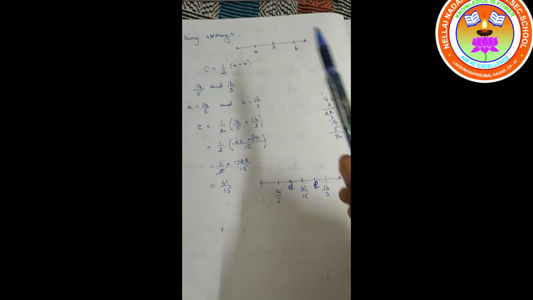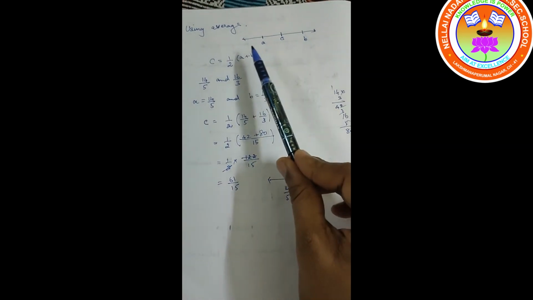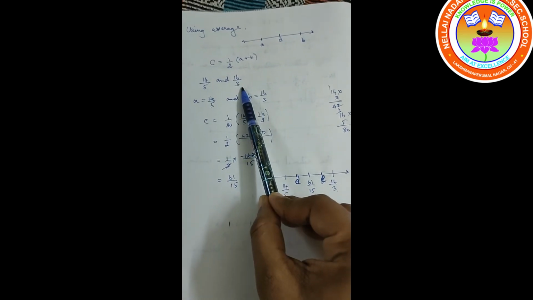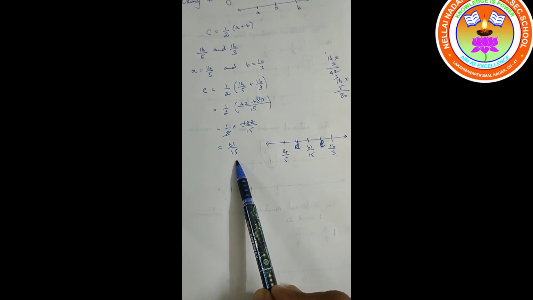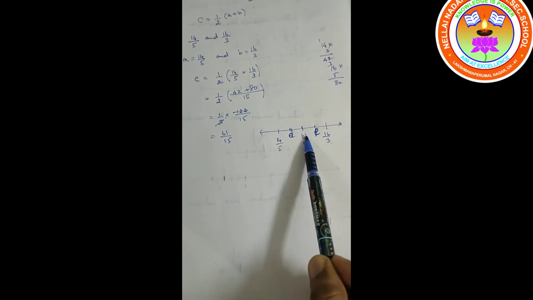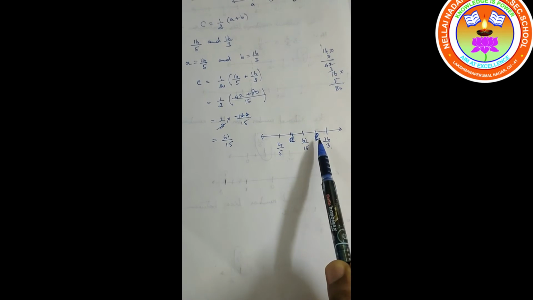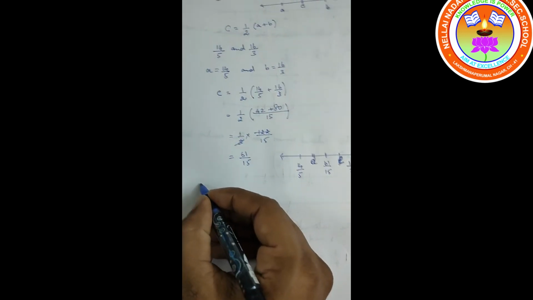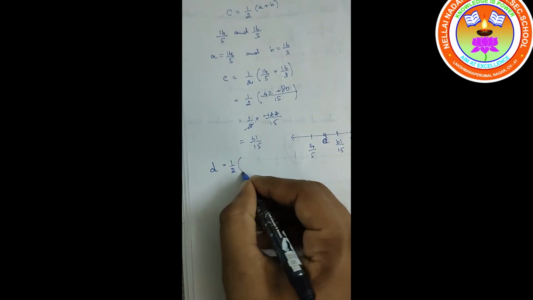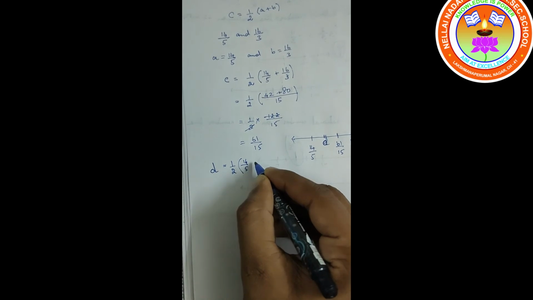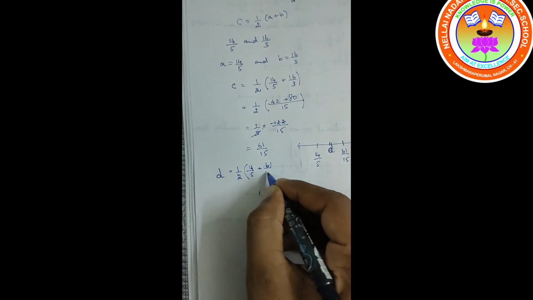Are you able to understand? First we found exactly the middle number between 14 by 5 and 16 by 3. You get 61 by 15. Now we are going to find exactly the middle number between 14 by 5 and 61 by 15, that is D. And again we are going to find the exactly middle number between 61 by 15 and 16 by 3, that is E. So we will see how to find D. D, same formula only, 1 by 2 into 14 by 5 plus 61 by 15.